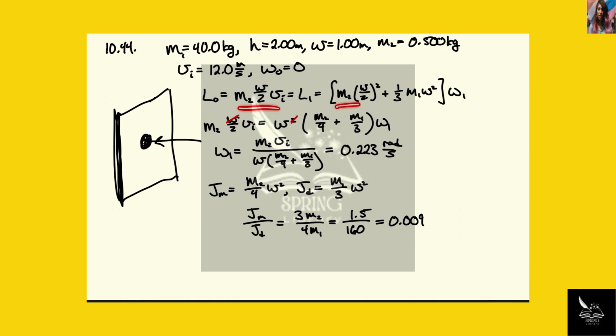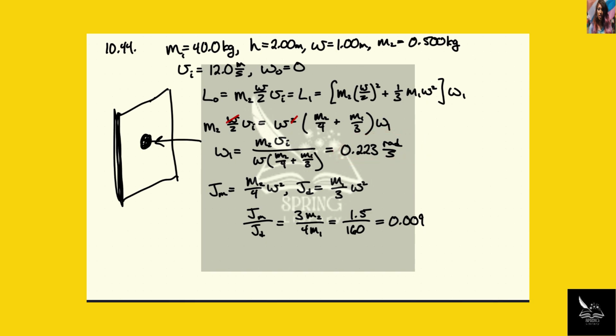Now, this equals this, so we can start canceling things out. We can see we get a W that cancels out, and then we can solve for omega 1, which is what we want. Omega 1 equals m2 v initial divided by W times m2 over 4 plus m1 over 3. And plugging in all the numbers, we get 0.223 radians per second.